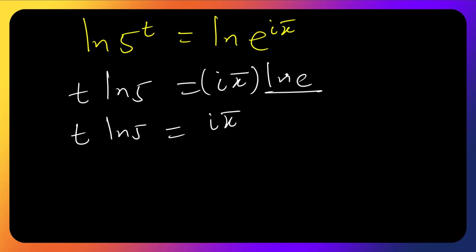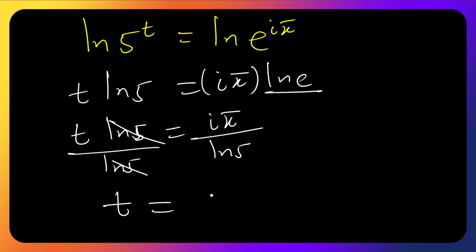Remember this one is 1. So we have this. So it's very simple. Let's divide both sides by ln of 5. Ln of 5, this one will go. So my t is straight away i pi on ln of 5.